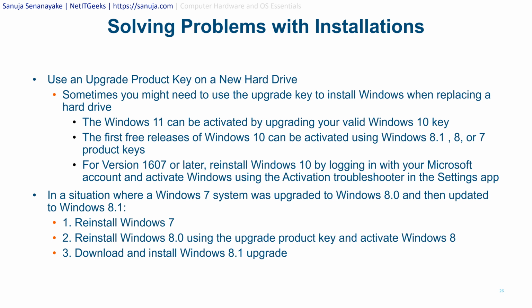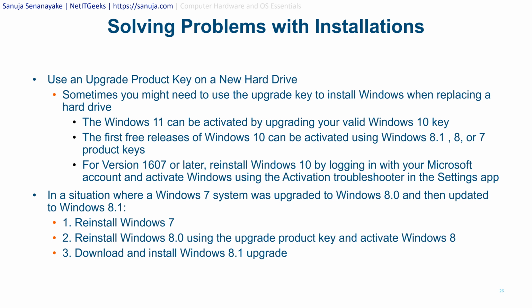However, for version 1607 or later, reinstall Windows 10 by logging in with your Microsoft account and activating Windows using the activation troubleshooter in the Settings app, because it won't be able to do that automatically after version 1607 of Windows 10.